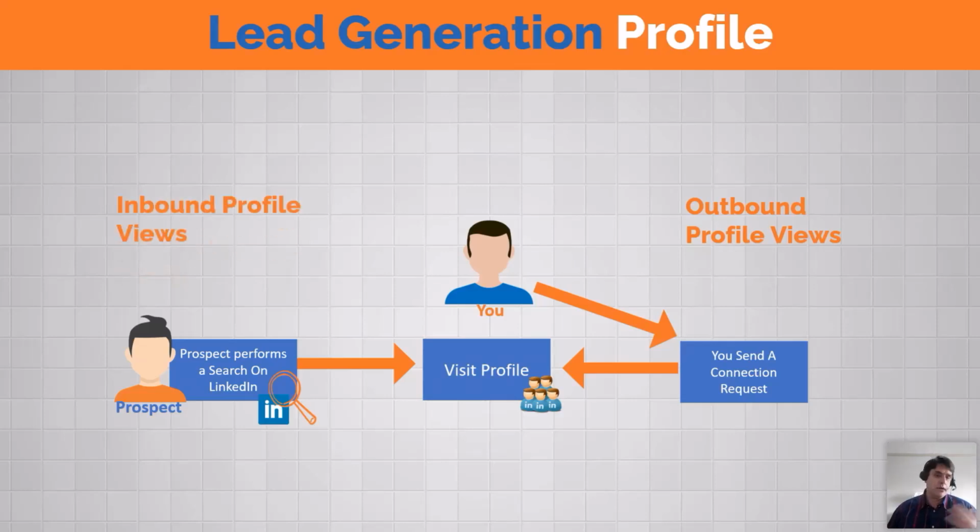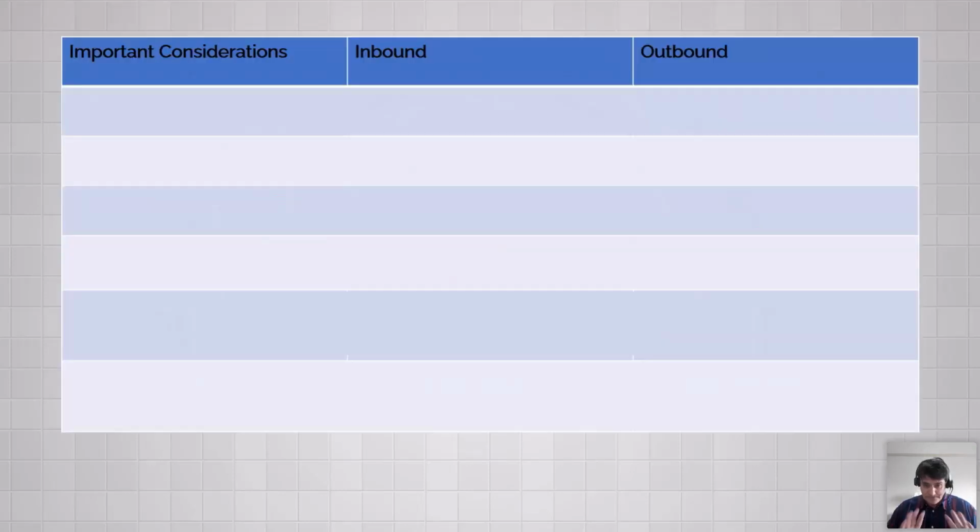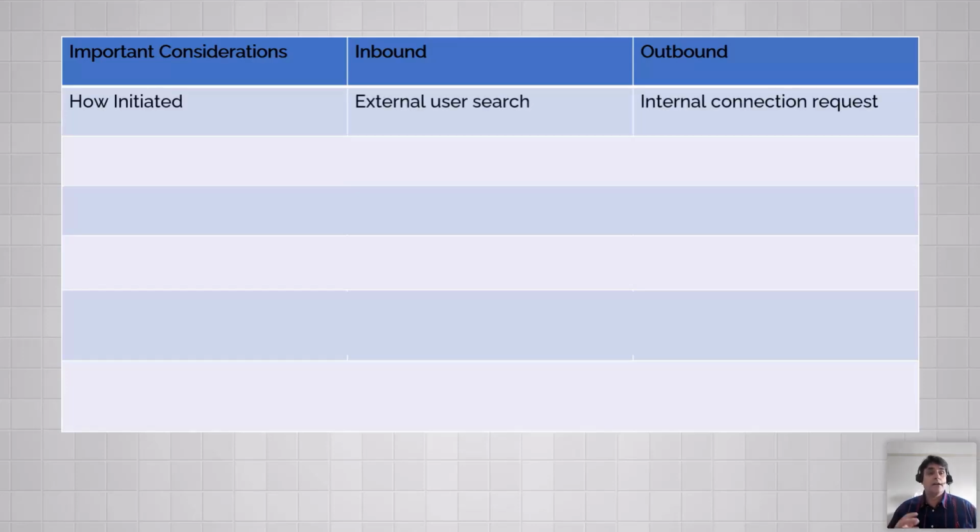And of course, we've got inbound. That's where we've still done the work, right? Because we've put the content out there. People are finding us through that content and are coming to us through those means. Now, there's a couple of fundamental differences when you look at that. So let's have a look at what those differences are. So how is this all initiated? In other words, how do they get there?